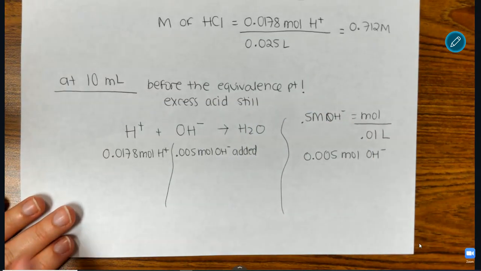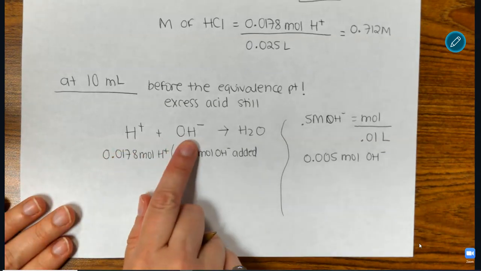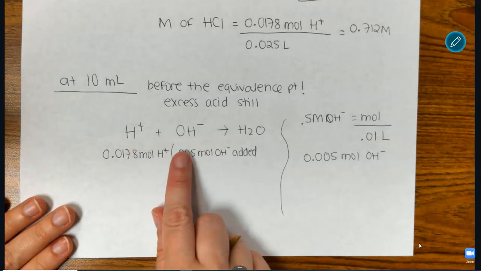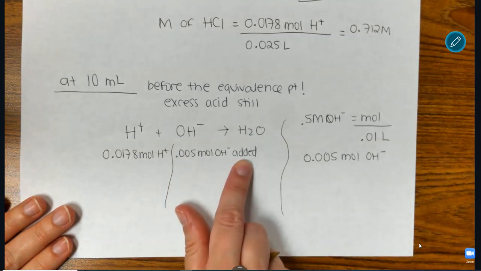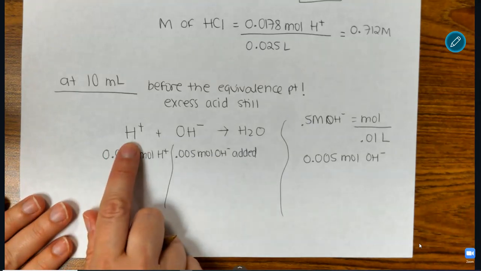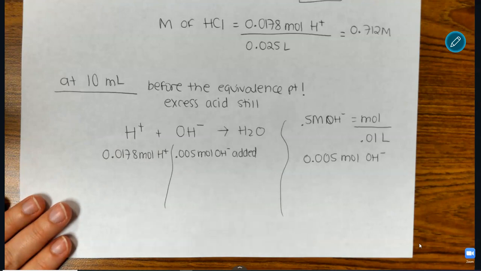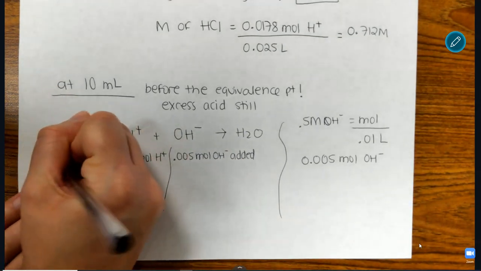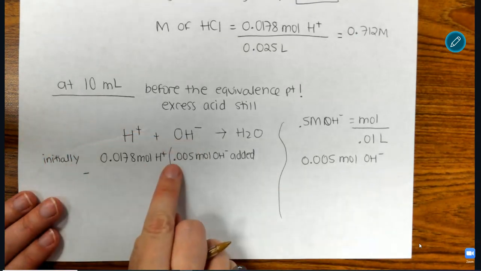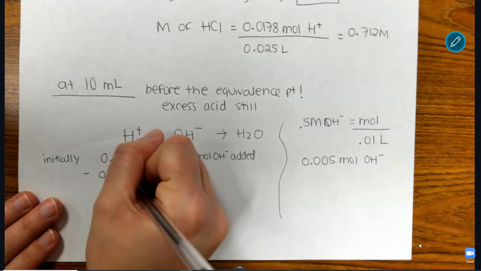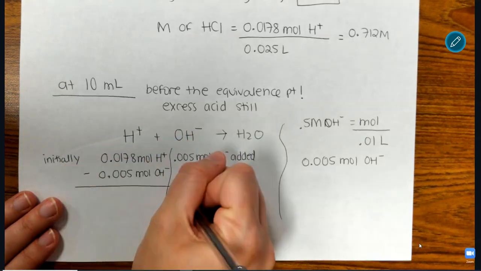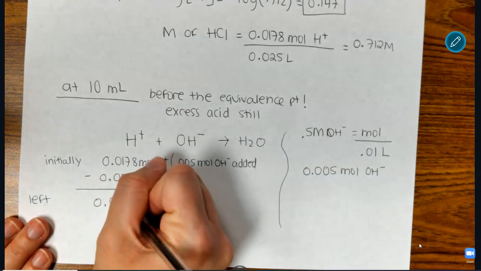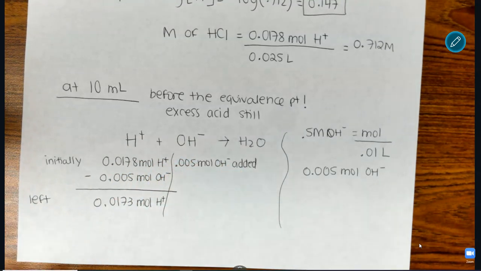Looking at our balanced equation, this is a 1-to-1 ratio. Every 1 mole of hydroxide you add neutralizes 1 mole of hydrogen ions, and it'll make a mole of water. But we didn't add a mole of hydroxide ions, we added 0.005 moles of it. That means 0.005 moles of H were neutralized, so we have less hydrogen ions left. How do you figure out how much is left? You just subtract. This is the moles of hydrogen ions I had initially, and I'm going to subtract how many got neutralized, which is the moles of base I've added. That tells me how many are left at 10 milliliters, which is 0.0173 moles of H remaining in this solution.